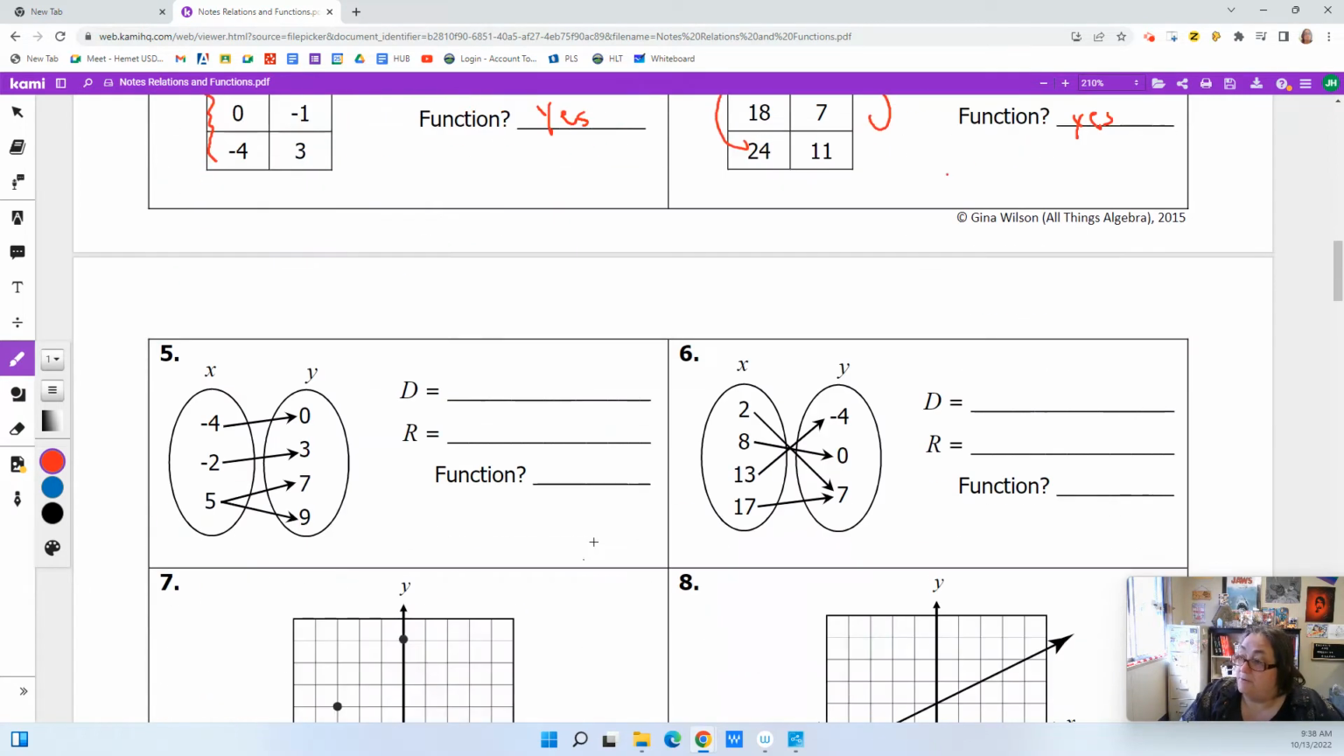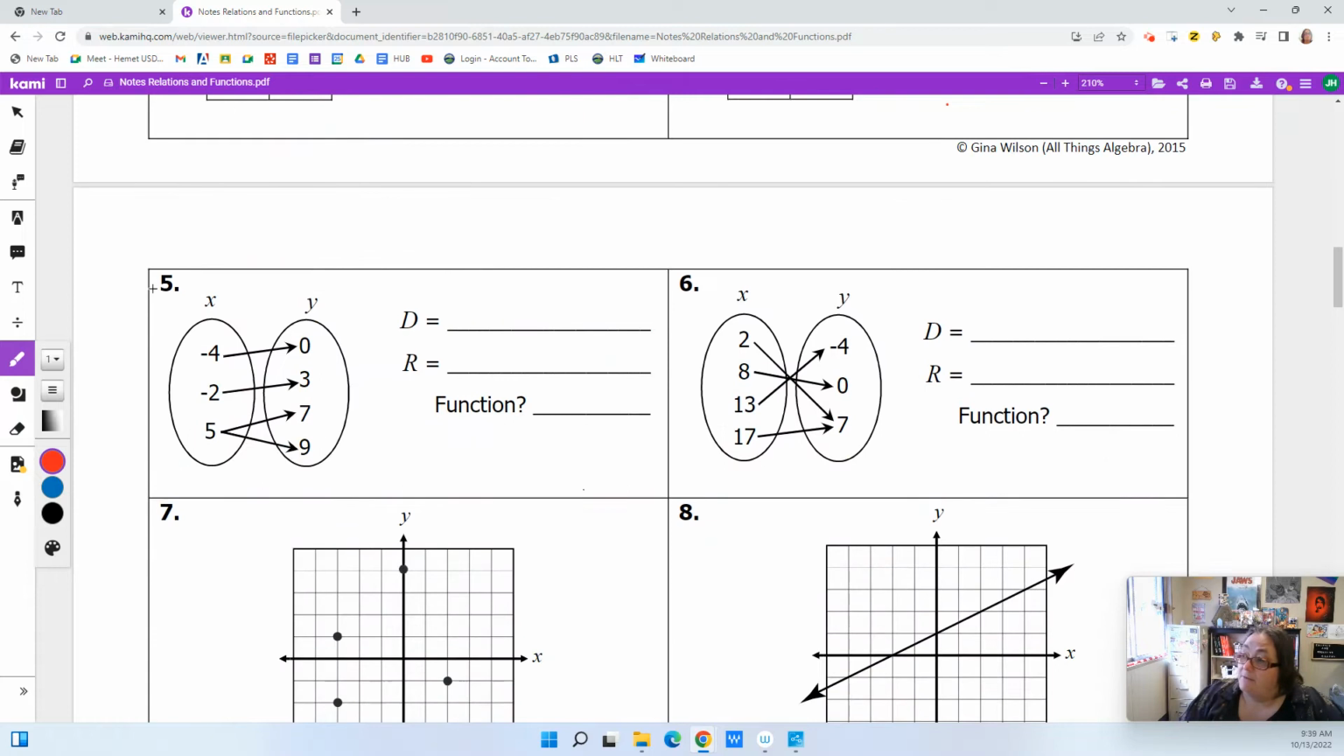Another way they could be represented is in a mapping. So here, all I'd have to do is go, okay, my domain is whatever is an x. So I'd have -4, -2, 5. My range would be everything that's in y. So 0, 3, 7, 9. Is it a function? Do my x values repeat? No? Then yes, it's a function.